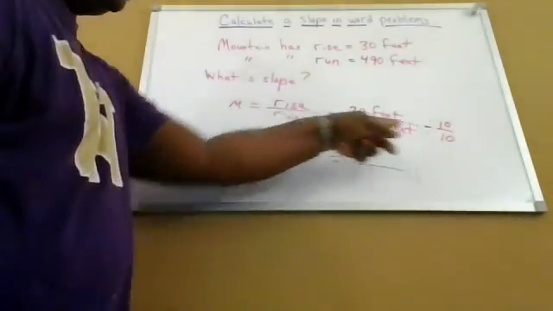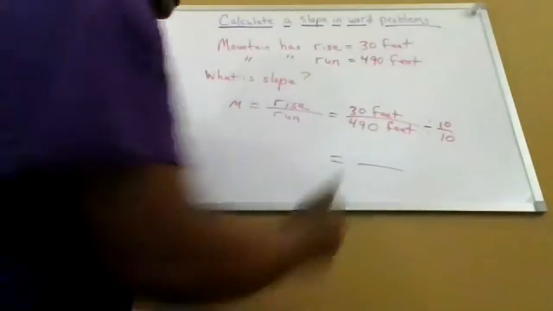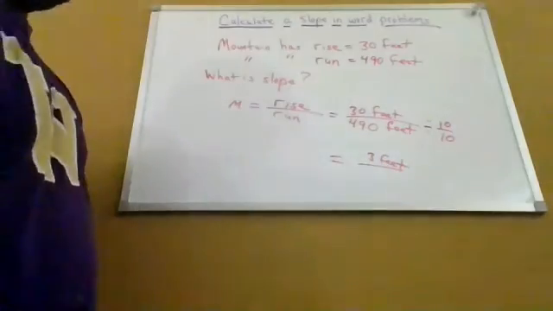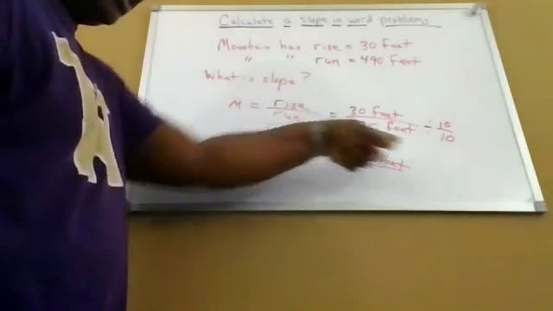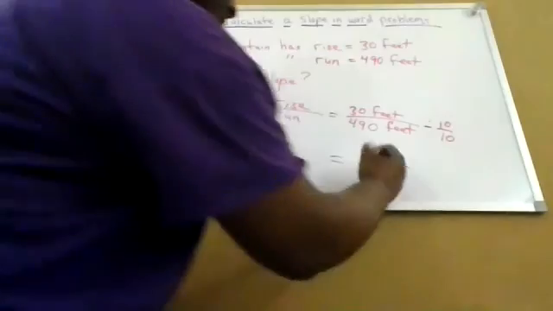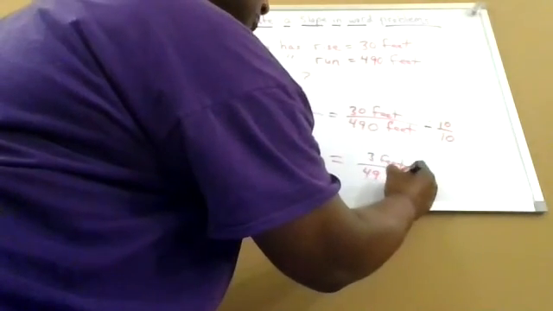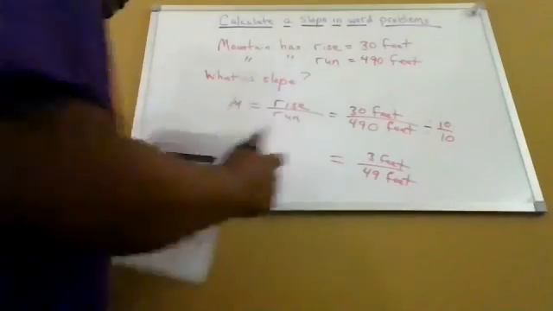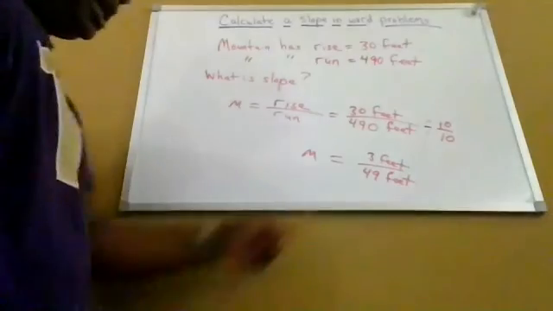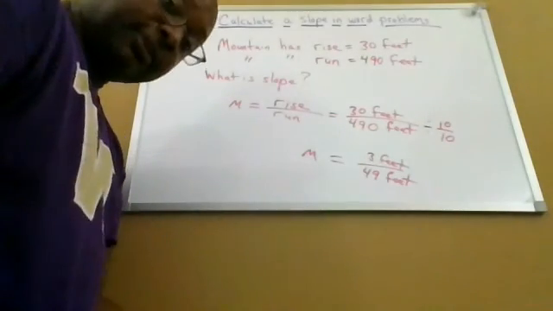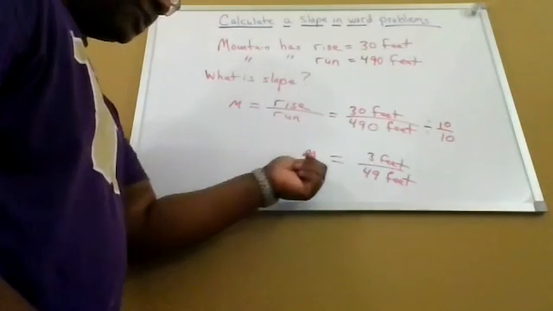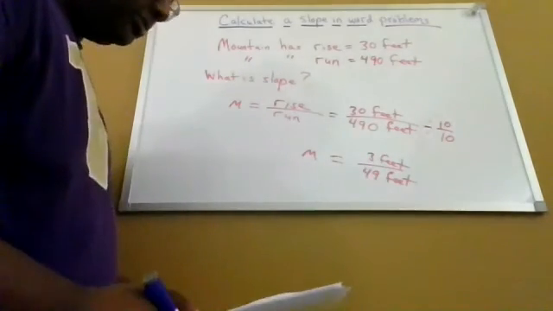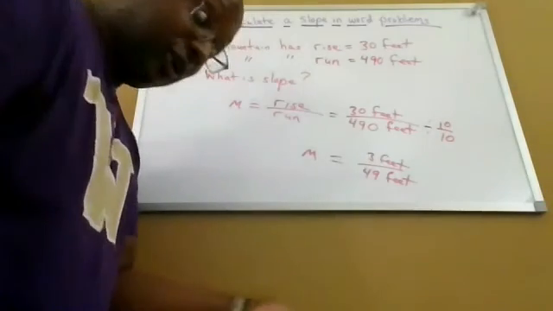So now that gives me 30 divided by 10 equals 3. And then 490 divided by 10 equals 49. And this fraction cannot be simplified. So therefore, our final answer is the slope is equal to 3 feet over 49 feet.